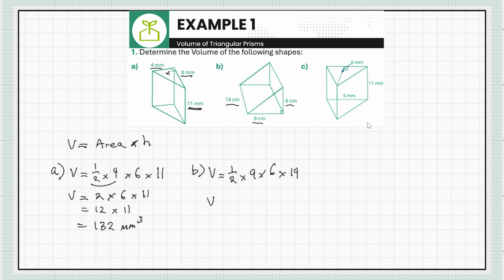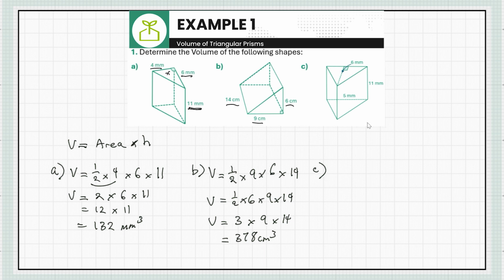Again, you can simplify this if you would like to, and you can rearrange it in any way to make the calculation a little bit easier. If you rearrange this, you could end up with half times 6 times 9 times 14, and that would be equal to, well, half of 6 is just going to be 3 times 9 times 14, and that would be 27 times 14, which is ultimately going to be 378 centimeters cubed. Oftentimes you'll find rearranging questions which involve multiplication can lead to some easier calculations.